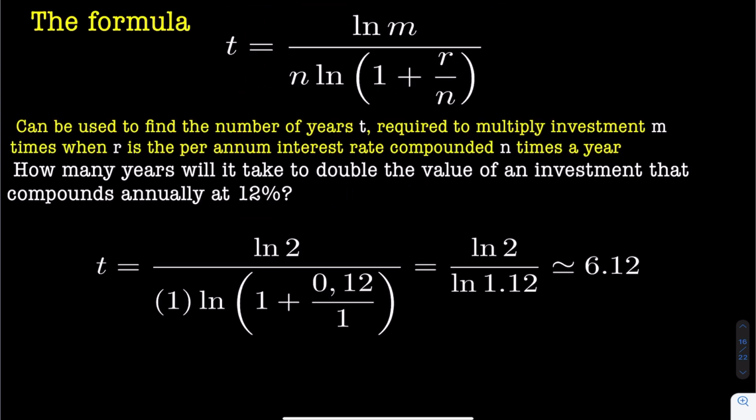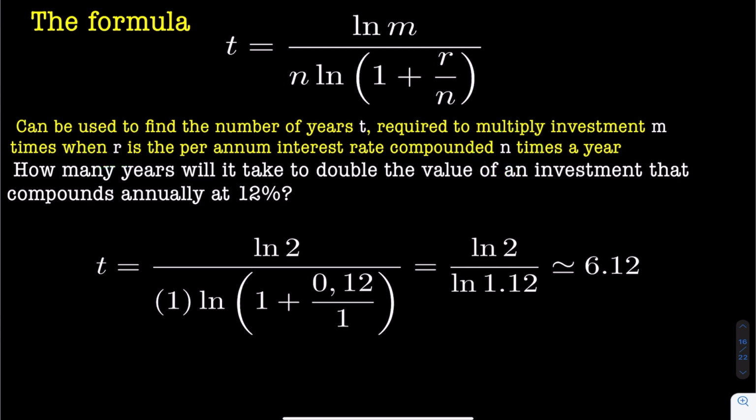All right, let's take a look at one last problem. For our final problem here, they give you this formula. This formula is t equals ln of m divided by n times ln of 1 plus r over n. And what's going on here is this is used to calculate the number of years, t, required to multiply your investment by a factor of m, given a fixed rate of interest r and number of compounding periods n.